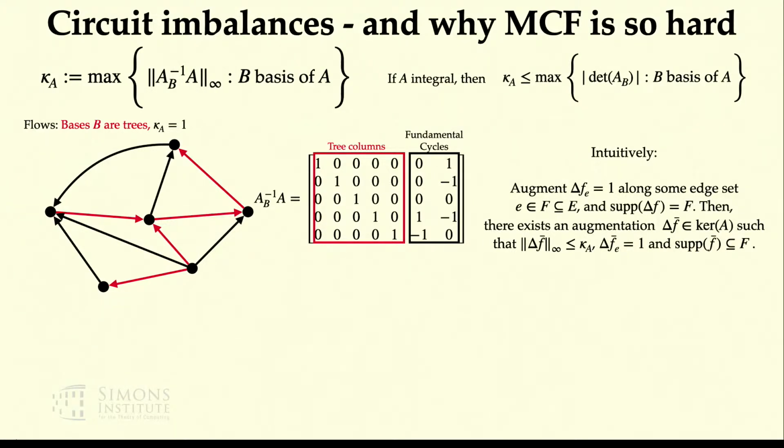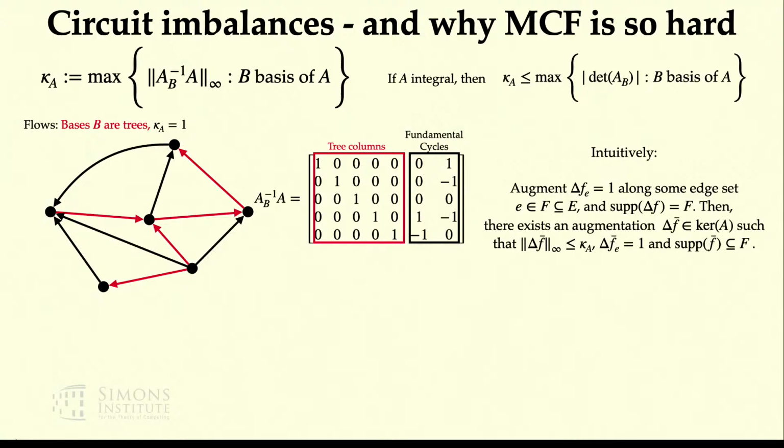And for example, if you look at a flow matrix, then the bases correspond to trees. So your matrix AB to the minus 1 A has this identity block corresponding to the tree edges. And then the non-tree edges, the columns, correspond to the fundamental cycle. So every edge here corresponds to an edge here, and there exists a unique cycle with your tree. And what these columns indicate is whether the tree edges do appear in that cycle, and if they do, then in positive or negative direction.